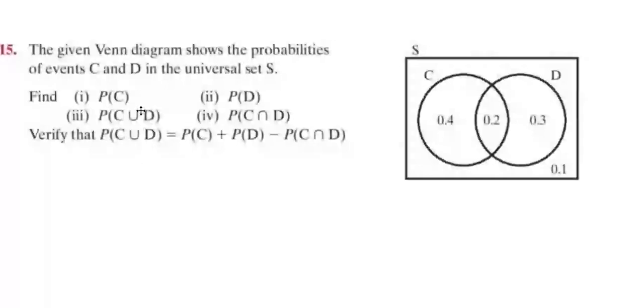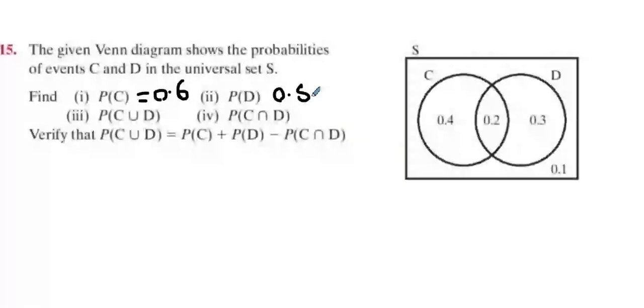So, probability of C. Add the two numbers together. How many numbers are in C? 0.4 and 0.2. So what do you think we're going to get for the answer? 0.6. Okay, that's your first one, 0.6. We're going to do the same thing with D. So what do you think D is?